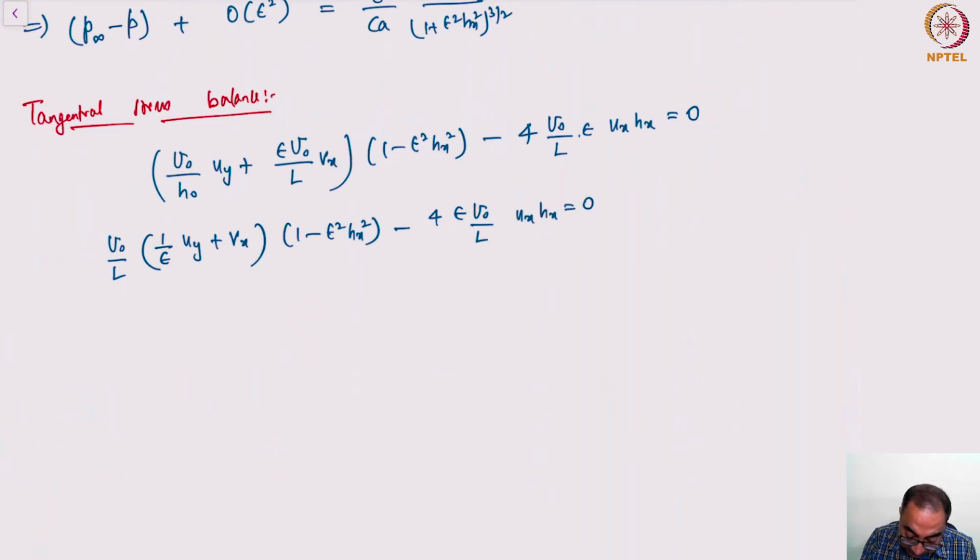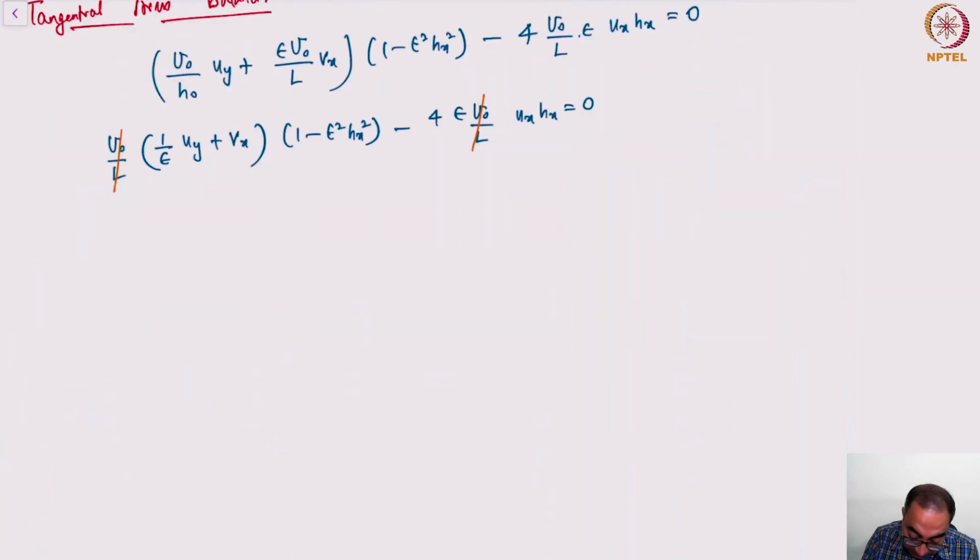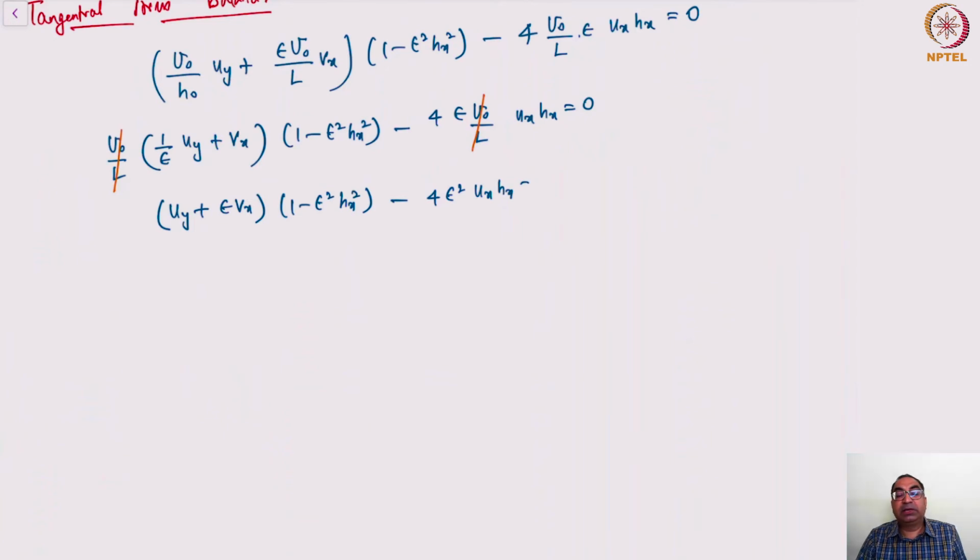I can safely cancel this term on both sides in both the terms, and so now I have uy plus epsilon vx times 1 minus epsilon square hx square minus 4 epsilon square ux hx is 0. That's my leading order. That's my tangential stress balance. So now is a good time to summarize all the equations. But before we do that, we can make one more simplification.